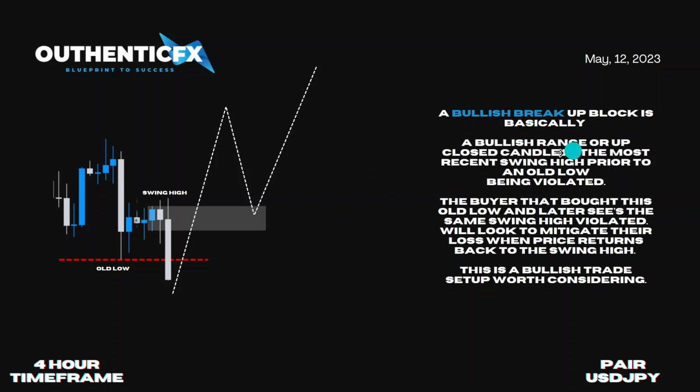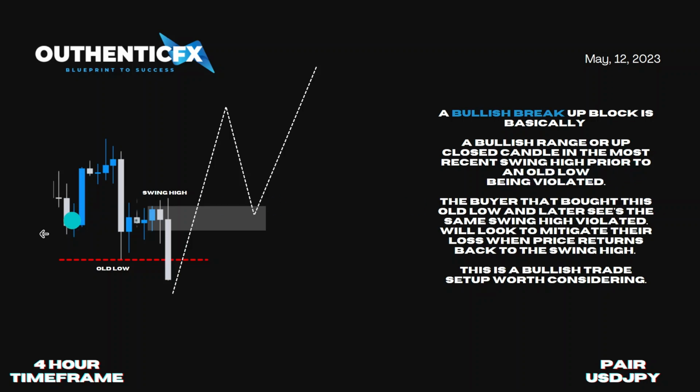A bearish breaker block is basically a bullish range, right? So as you can see, these are bullish candles, or a closed up candle, right? A bullish closed up candle, which is this candle here, in the most recent swing high. So this is the most recent swing high because this high created this low, right?